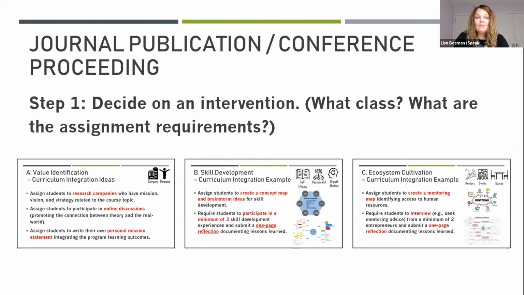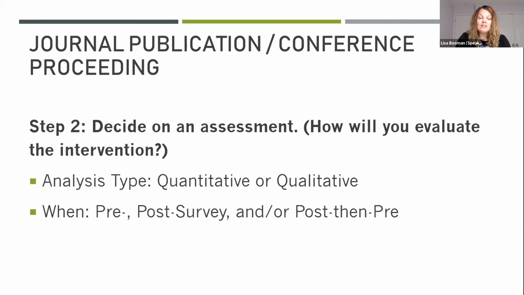So the first step is just to decide on an intervention. So what class, what are the assignment requirements? And here I just copy and pasted some of those examples that I've just gone over. So for the value identification, skill development, and ecosystem cultivation. And so these are just some ideas, but once you've established what that unique intervention is going to be, then it's a matter of moving on to step 2, deciding on an assessment.